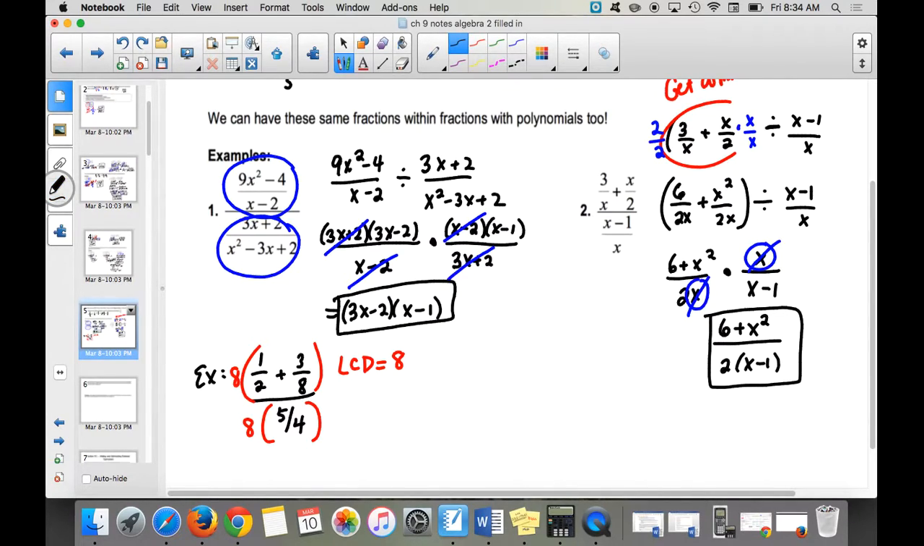So when we do, we get 8 times 1/2 is 4. 8 times 3/8, what do we think? 3, right? 8 times 3 over 8. All over 8 times 5/4.